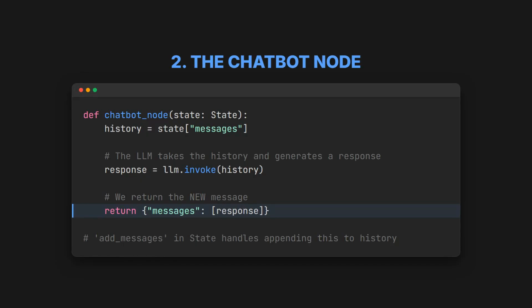Wait, why a list? And why just the new message? Because in our state definition earlier, we used a special helper called add messages. This is a reducer. It tells LangGraph, when you receive a new message update, do not delete the old ones. Append this new one to the list. This handles the entire conversation history memory automatically, saving us from manually concatenating lists every time.